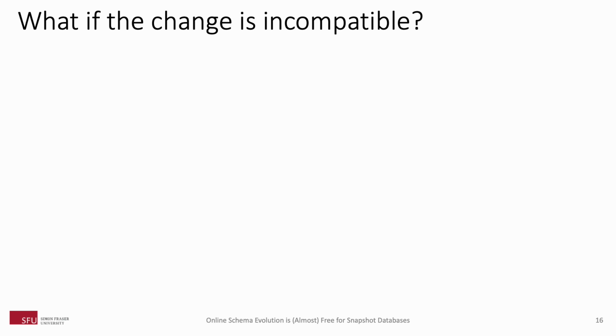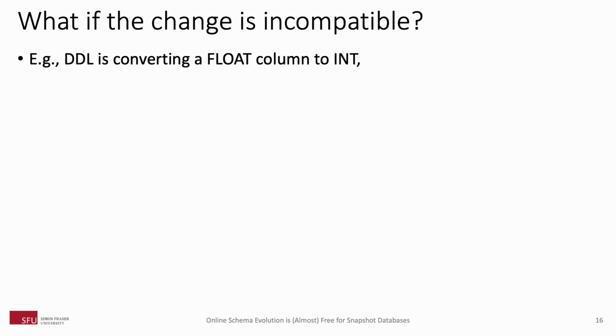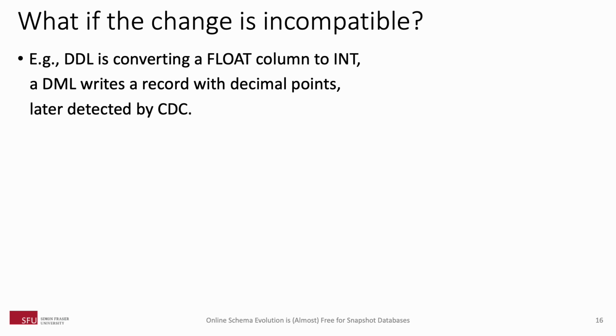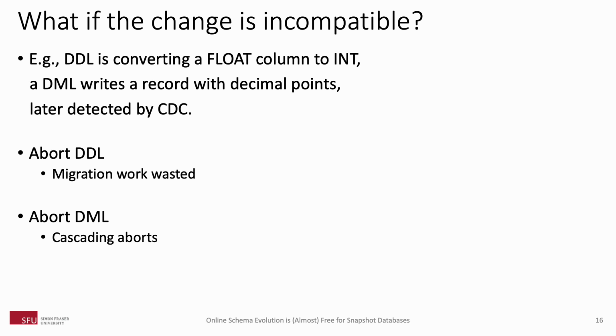But what if the new version or the change is incompatible? For example, a DDL is converting a float column to int. Meanwhile, a DML writes a record with decimal points, which is later detected by CDC. So what should we do here? We can choose to abort the DDL, but the migration work can be wasted. Or we can choose to abort the DML, which may lead to cascading aborts.